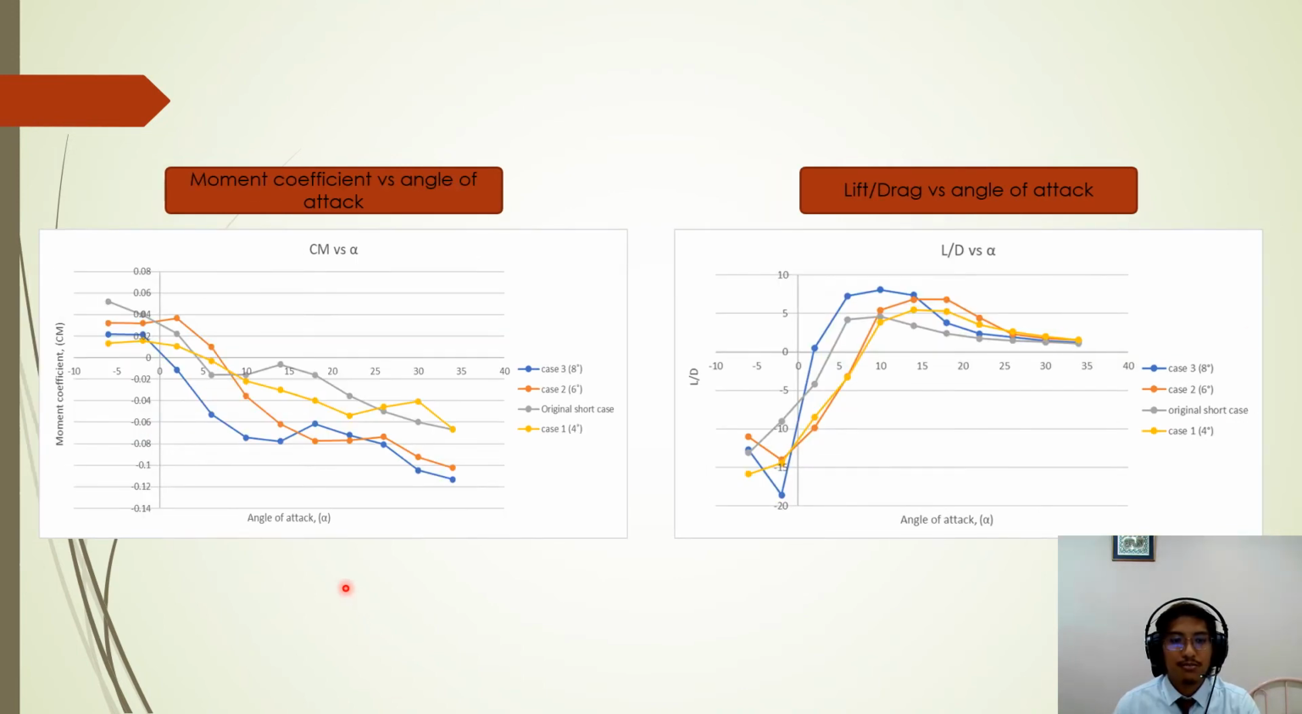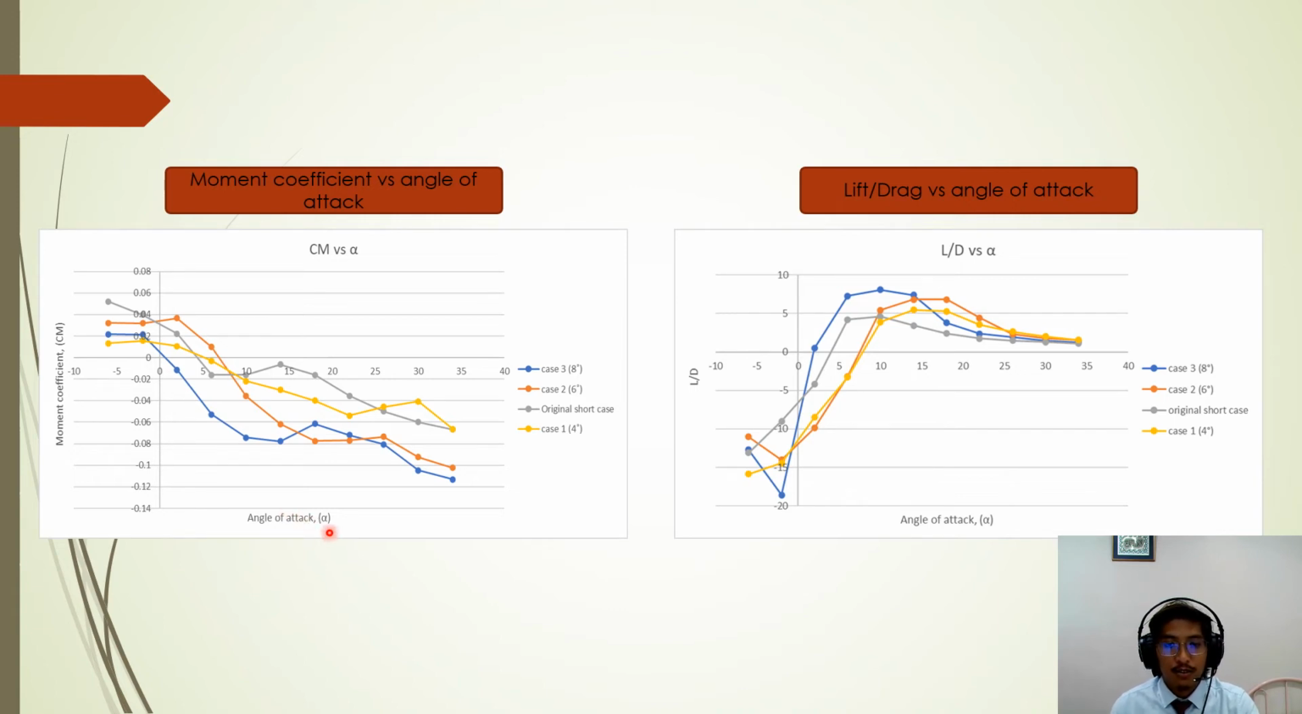Okay, next one is the pitching moment versus the angle of attack. You can see that all cases show a negative slope, where the pitching moment values decrease as the angle of attack increases. A negative slope implies pitching stability, with the aircraft tending to nose down during the flight.